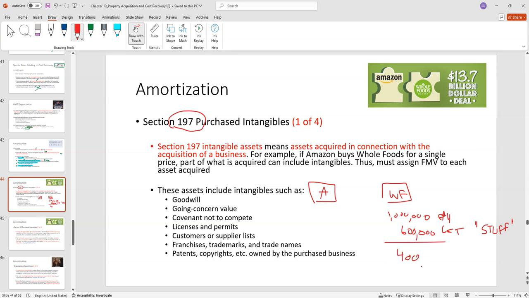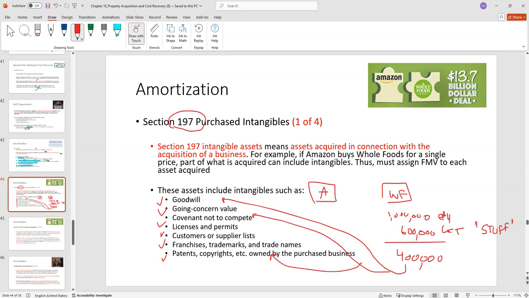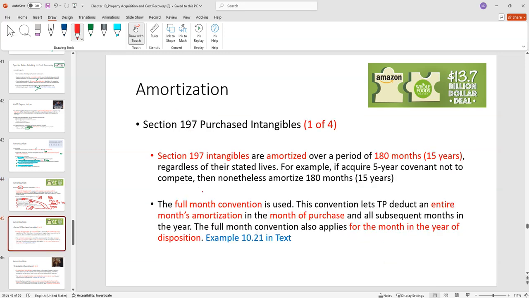What that means is the leftover, the non-stuff, right? In other words, the intangibles, stuff like the goodwill, going concern, all these other things, maybe the favorable reputation of it. So we have to take this 400,000 and allocate it between all of those items. Once we allocate it, maybe it's like 200, 100, and 100, we basically then amortize that over 180 months. That's what this is saying here: Section 197 intangibles are amortized over 180 months.